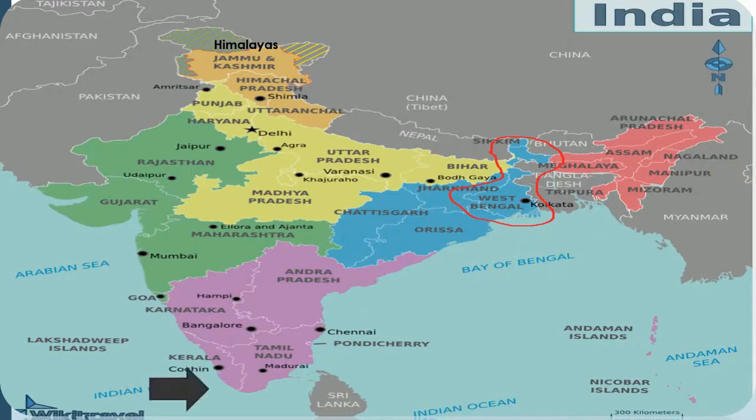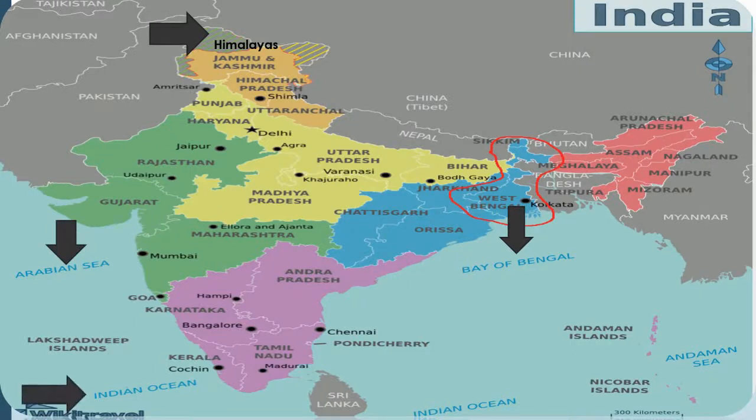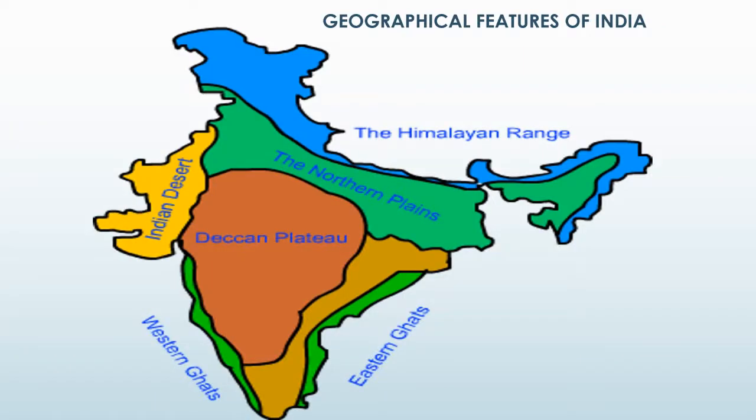To the north lies the Himalayas. To the east, the Bay of Bengal. To the west, the Arabian Sea. And to the south, the Indian Ocean. And there are the islands of Andaman and Nicobar and Lakshadweep. The following regions are important when we look at the course of Indian history.